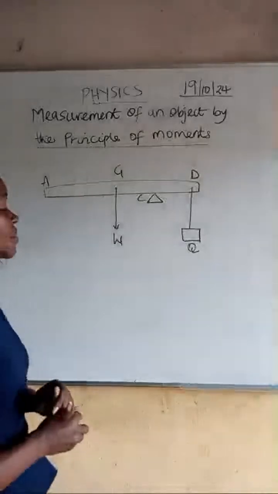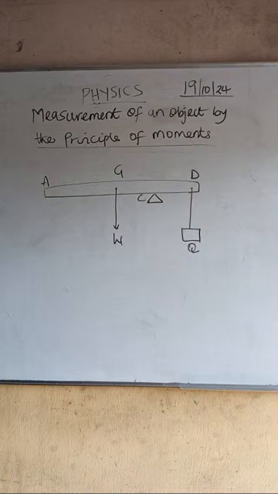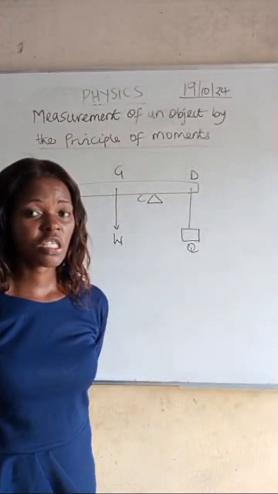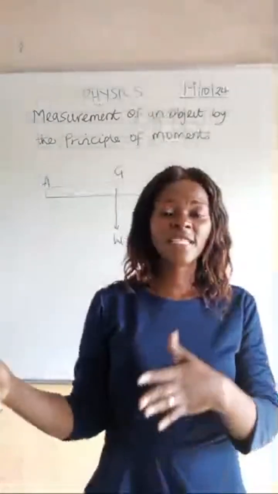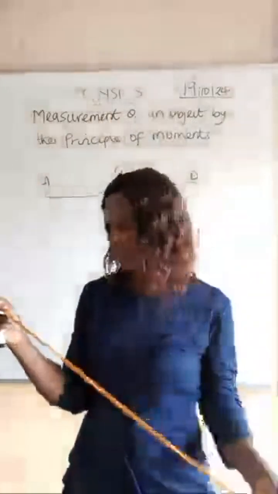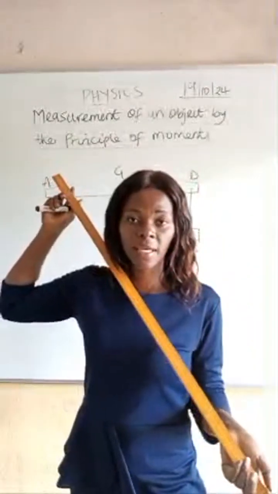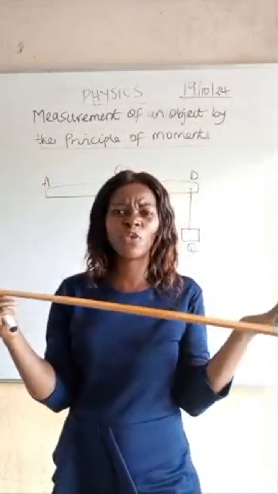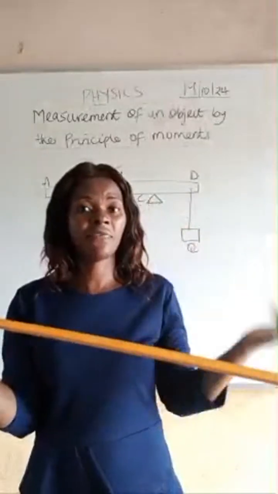Now, we have the measurement of an object by the principle of moment. How do we measure an object using the principle of moment? We can do that if an object is balanced. Now, I was making reference to this meter rule. It ranges from 0 to 100. Okay? Now, we already know that half of 100 is 50. Even a layman knows that half of 100 is 50.